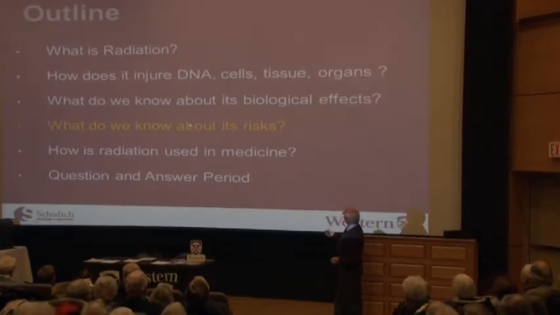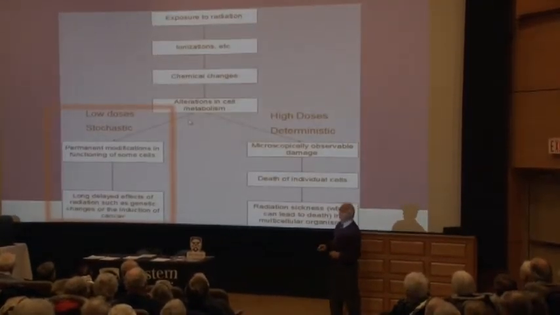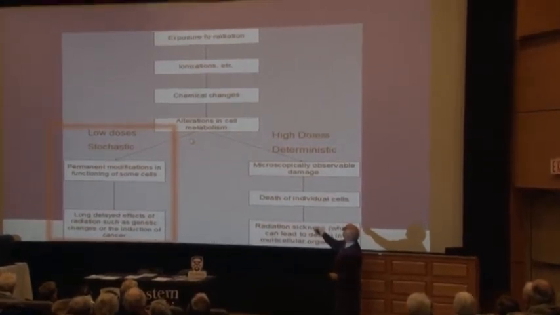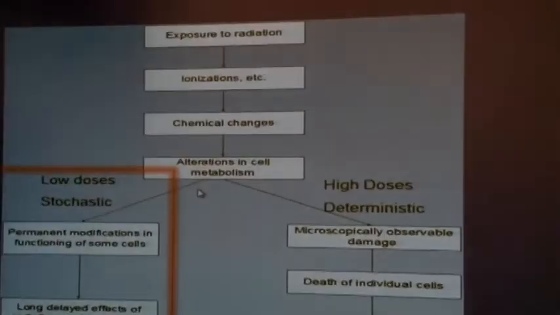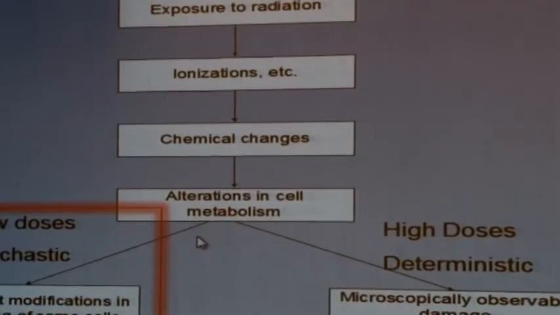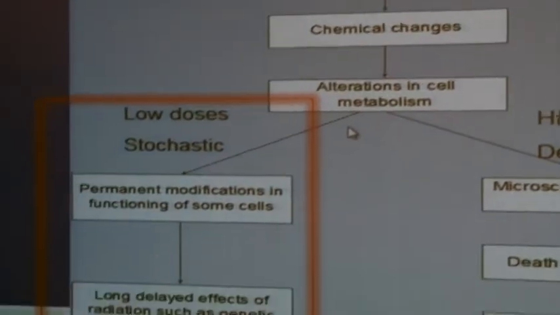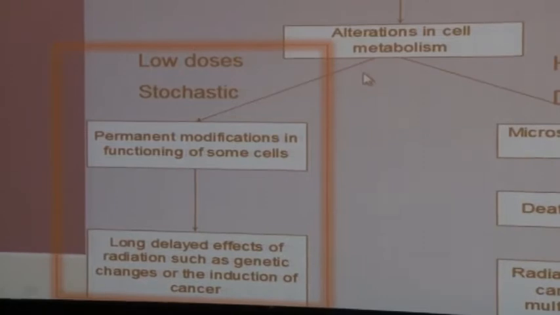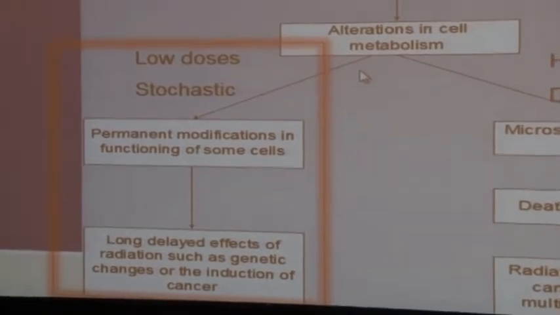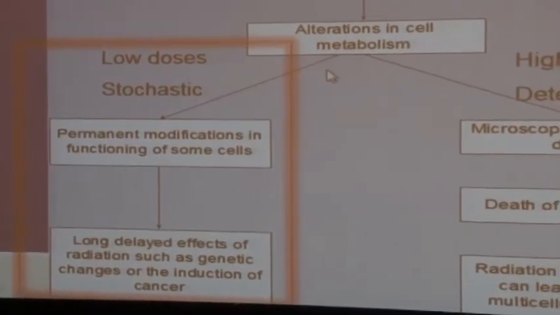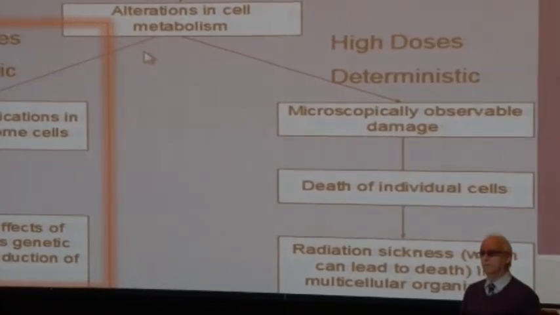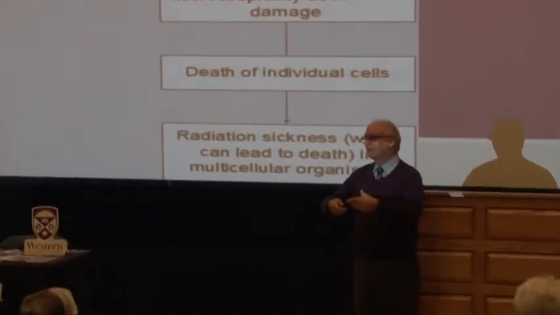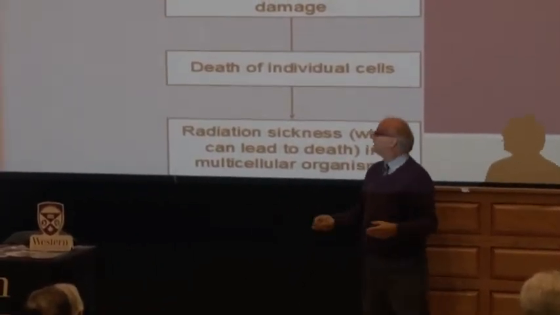So, what do we know about the risks? This is a complicated story. There are two kinds of risk. You get exposed to radiation, you ionize the chemicals, and you start to cause alterations in the cell metabolism. We're going to talk about low-dose effects because diagnostic procedures are really low-dose effects. I'm not going to talk about the high-dose effects. Those are the ones that come from a massive radiation accident, Fukushima, Chernobyl, those kinds of accidents. They're rare. They're not likely to happen to us, we hope. So I won't talk about them.